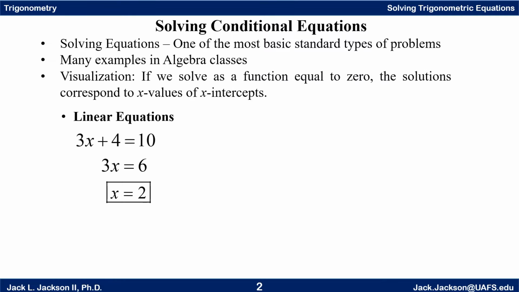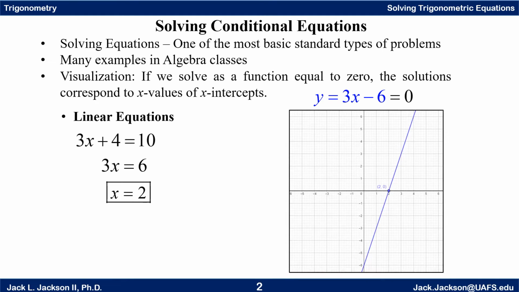Now, we can also visualize this. If we solve this for 0 on one side, we get some function equal to 0. So in this case, subtract 10 from both sides. We would get y equals 3x minus 6, and we want to set that equal to 0. If we graph y equals 3x minus 6, we get, in this case, a straight line. And of course, what we're interested in is finding the x value where that crosses the x-axis. And once again, that's x equals 2.